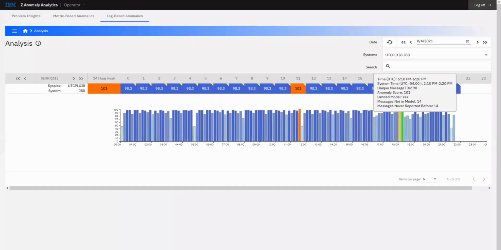So we can see that we have the time scale for looking at message-based anomalies. Periods that are highly anomalous are shown in this orange color. So we can see that around 11 o'clock we had some message anomalies in this sysplex and system. With messages, there's an awful lot of detail that contributes to these anomaly scores. So let's drill down into this anomalous time period just a little bit.